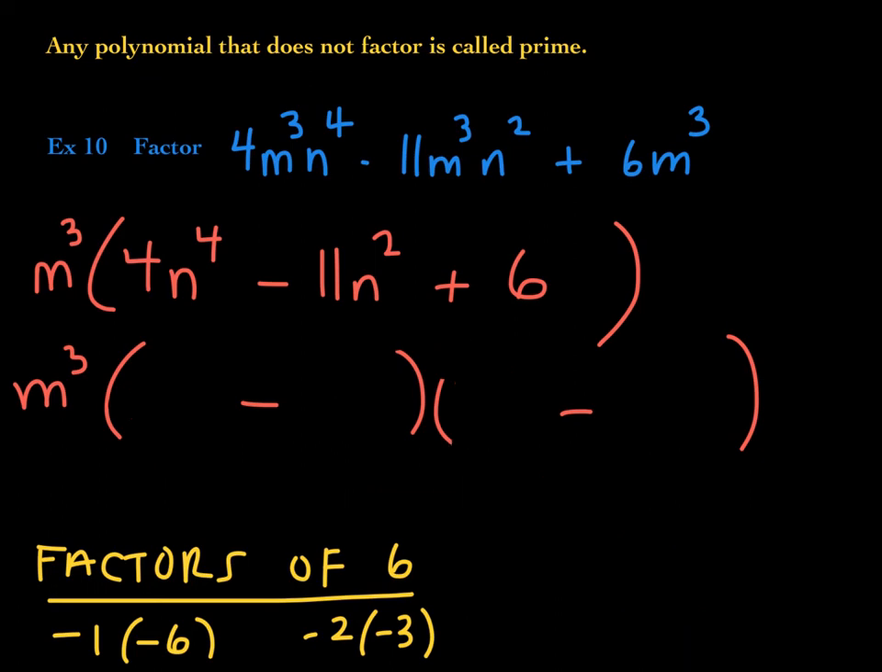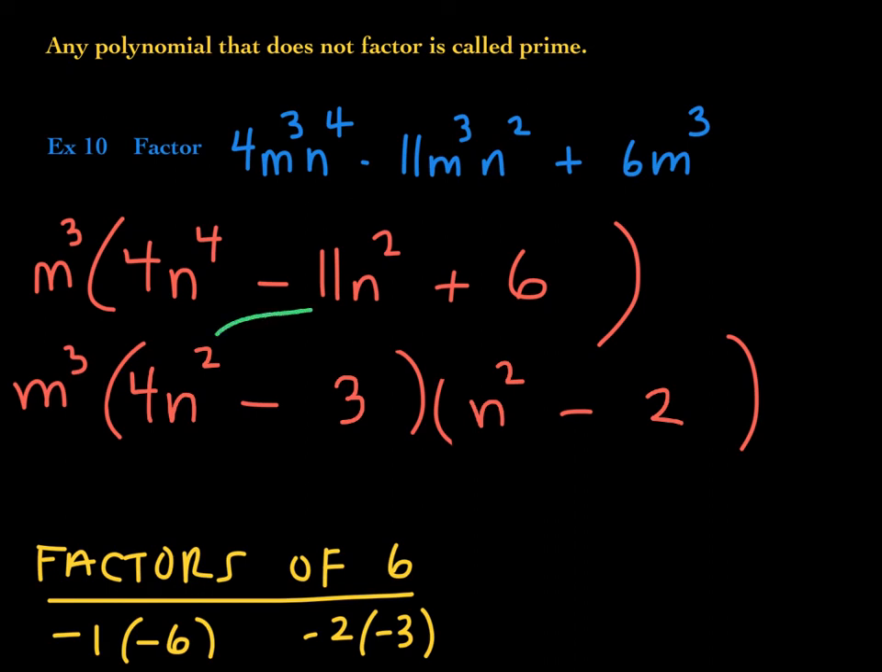Notice that another way to get 4n to the fourth is by doing 4n squared times 1n squared. That's 4n to the fourth when you multiply. Let's try this. All right, so let's see. If we put a 3 here and a 2 here, let's try that out.